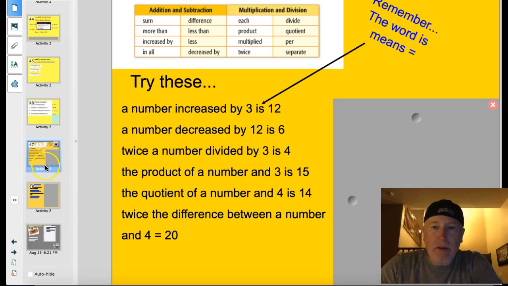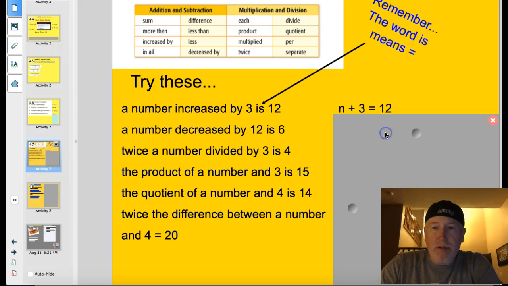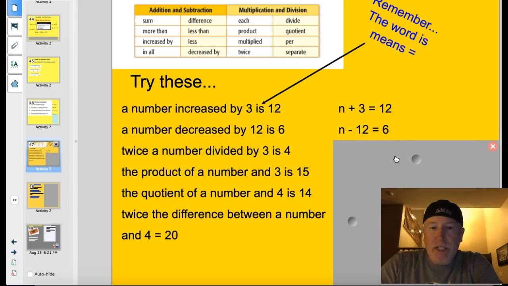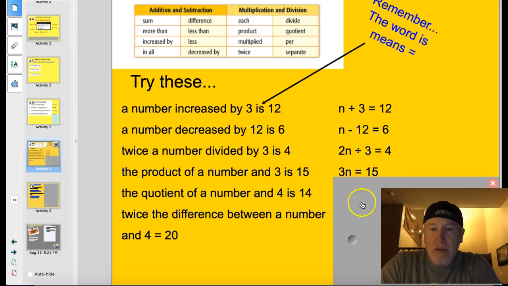See how you did. A number increased by 3 is 12. A number decreased by 12 is 6. Twice the number divided by 3 is 4. The product of a number and 3 is 15. The quotient of a number and 4 is 14.